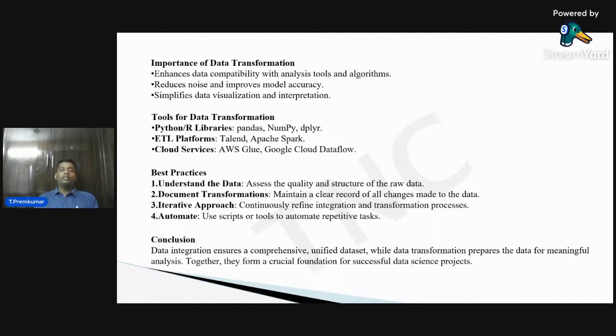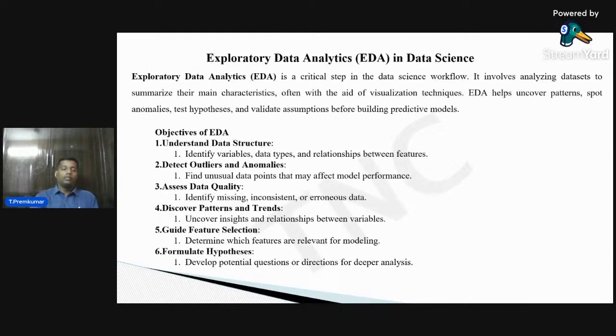Okay, and in the conclusion, data integration ensures comprehensive, unified data sets, while data transformation prepares the data for meaningful analysis, and altogether they form a crucial foundation for successful data science projects.